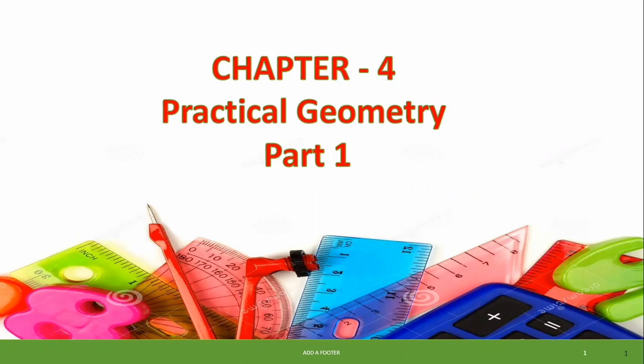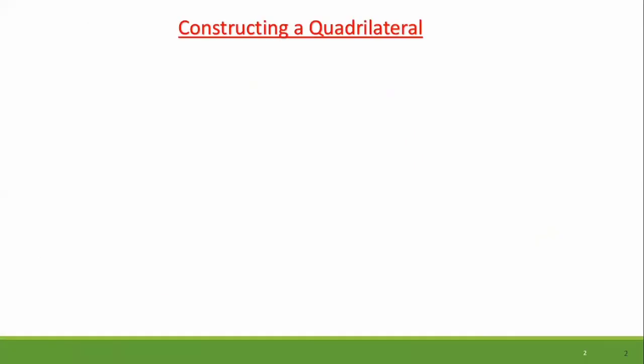In the previous class, we discussed some special parallelograms, square, rectangle, etc. Today we can start a new chapter, Chapter 4, Practical Geometry, Part 1. Today we can study how to construct a quadrilateral.